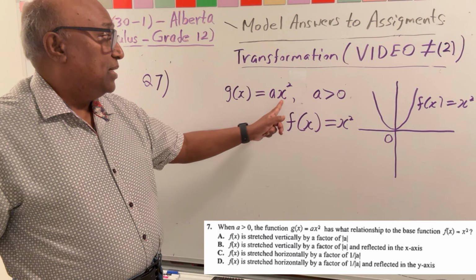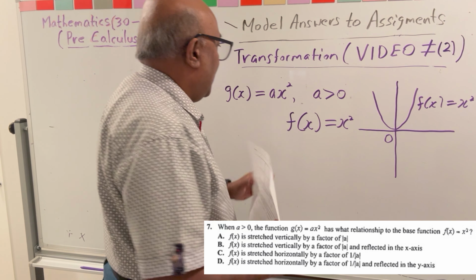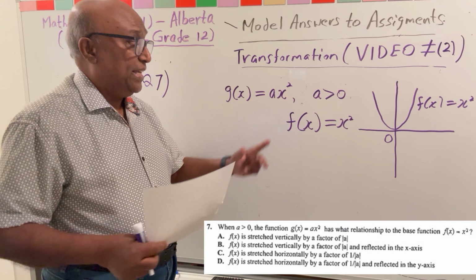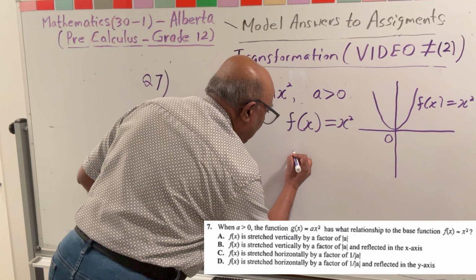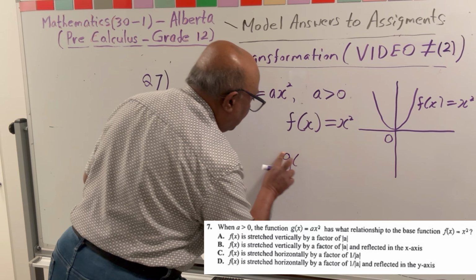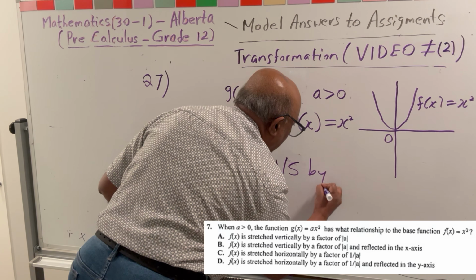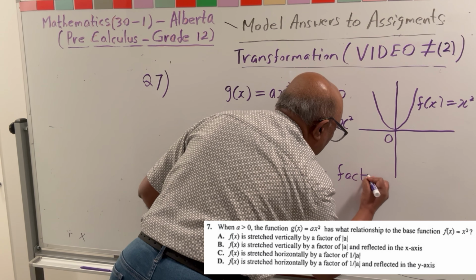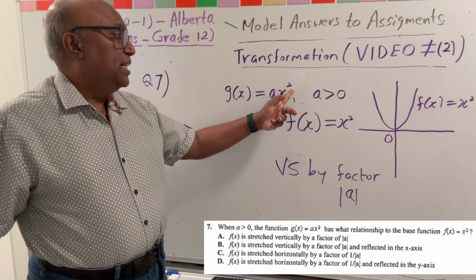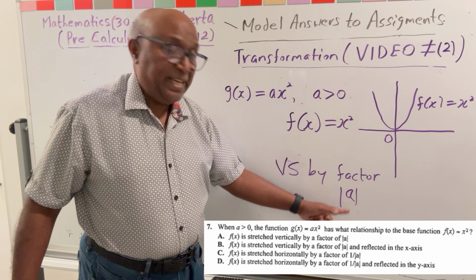Now a is positive, what happens? If a is greater than 0, the function is subjected to a vertical stretch of absolute value a. That means they are asking actually the meaning of this. Simply we can say vertical stretch by a factor. What is the factor? Absolute value a. Because if it is multiplied by a, that is a vertical stretch by a factor of absolute value a.